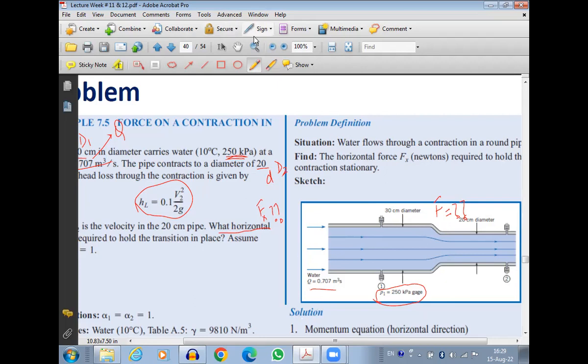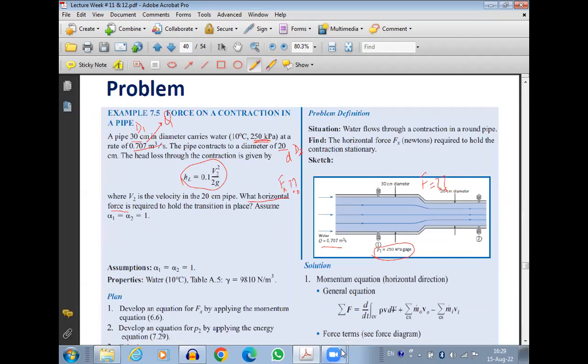So in order to solve the problem, we need to apply the momentum equation. This is the momentum equation. We don't need to go into the details of it since we have already covered the momentum equation in many problems in chapter number 6. Here is the equation: summation F equals d by dt integral over the control volume of rho v dV.